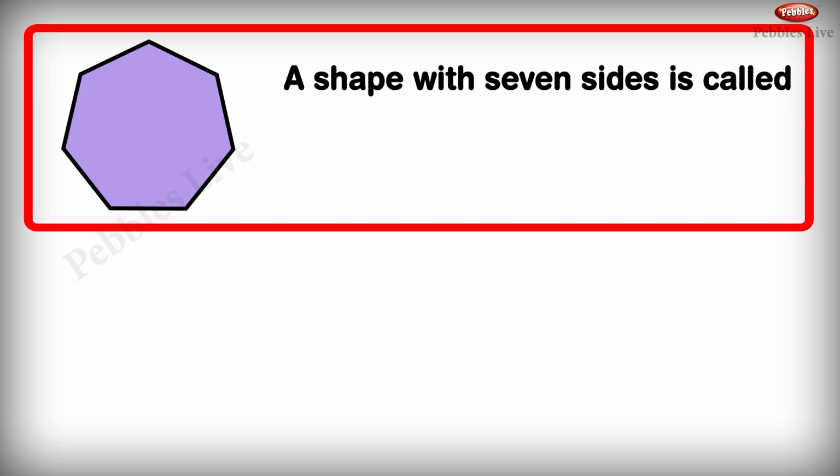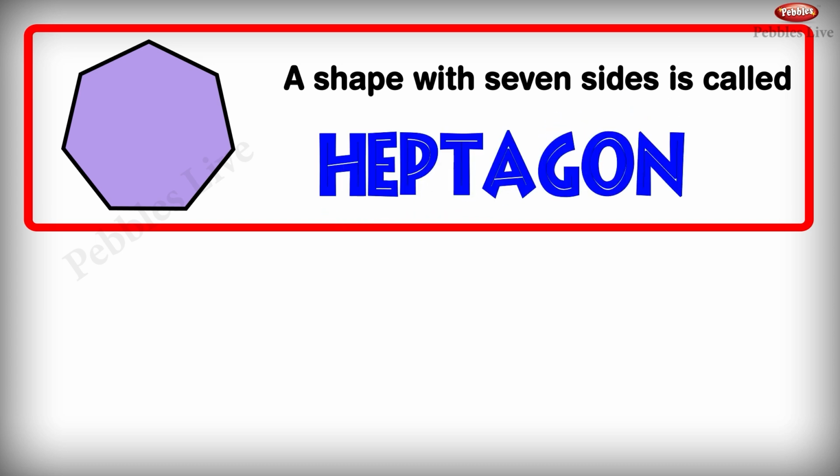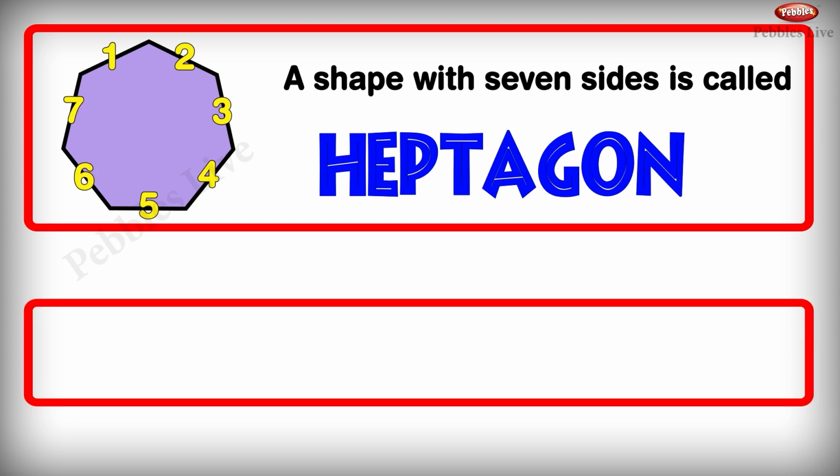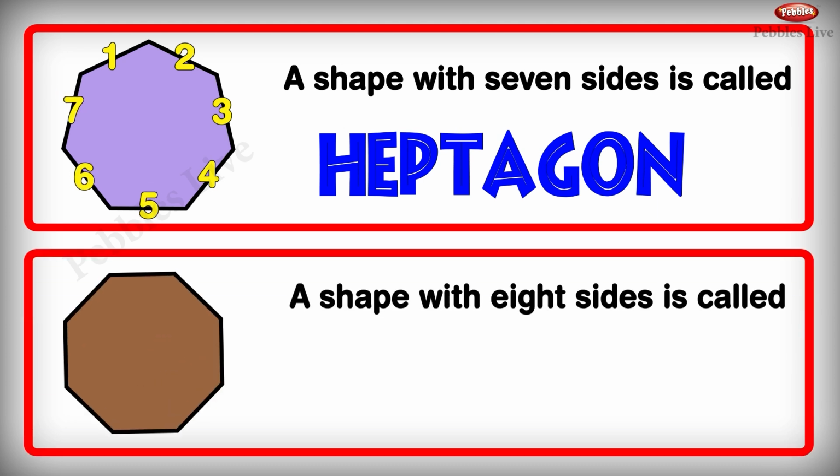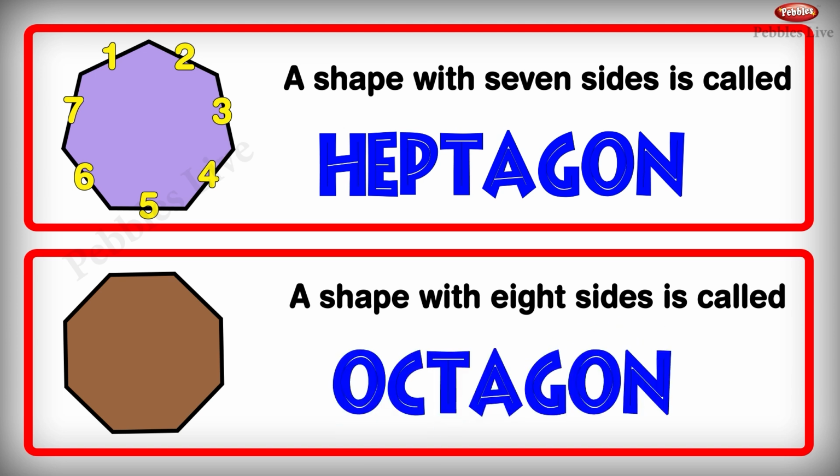A shape with 7 sides is called heptagon. 1, 2, 3, 4, 5, 6, 7. A shape with 8 sides is called octagon. 1, 2, 3, 4, 5, 6, 7, 8.